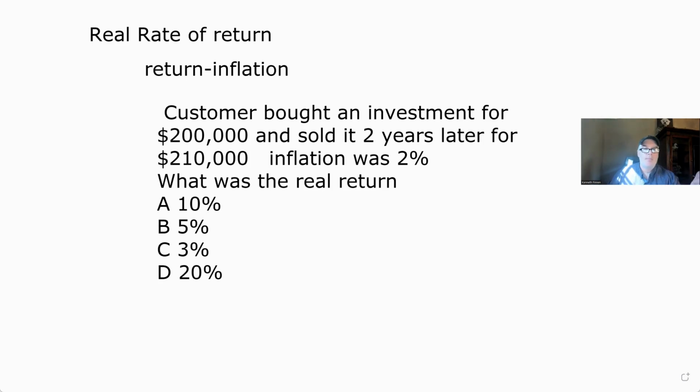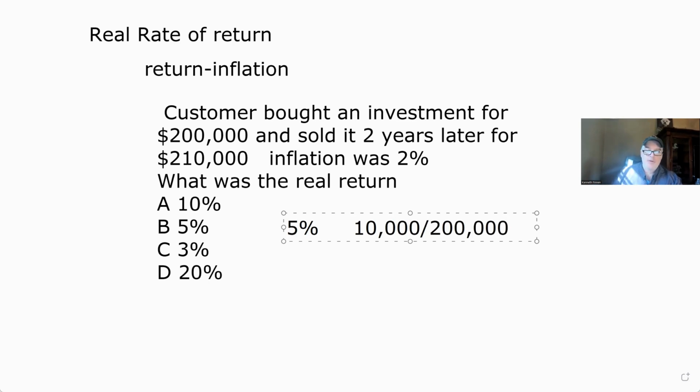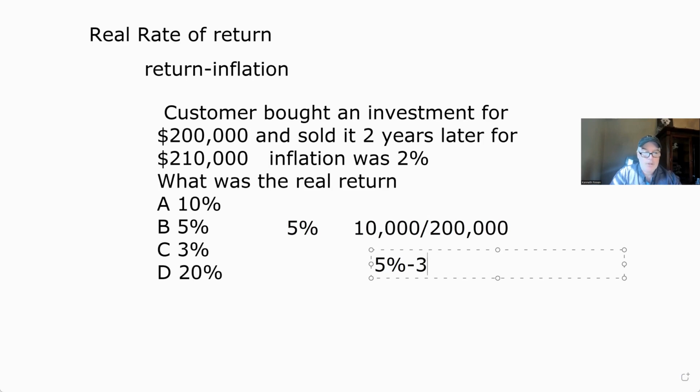So now we made 5% because that's 10,000 divided by 200,000, right? Then it goes 5%. And then you just do 5% minus 2%, which equals 3%. So your real rate of return, or your inflation adjusted return, is 3%. Boom. Not super hard at all. Okay. Good stuff.